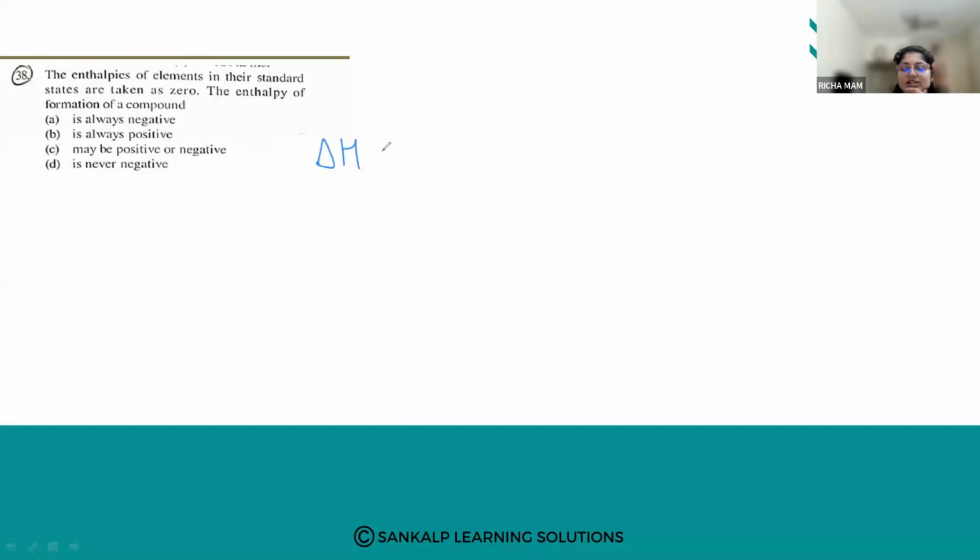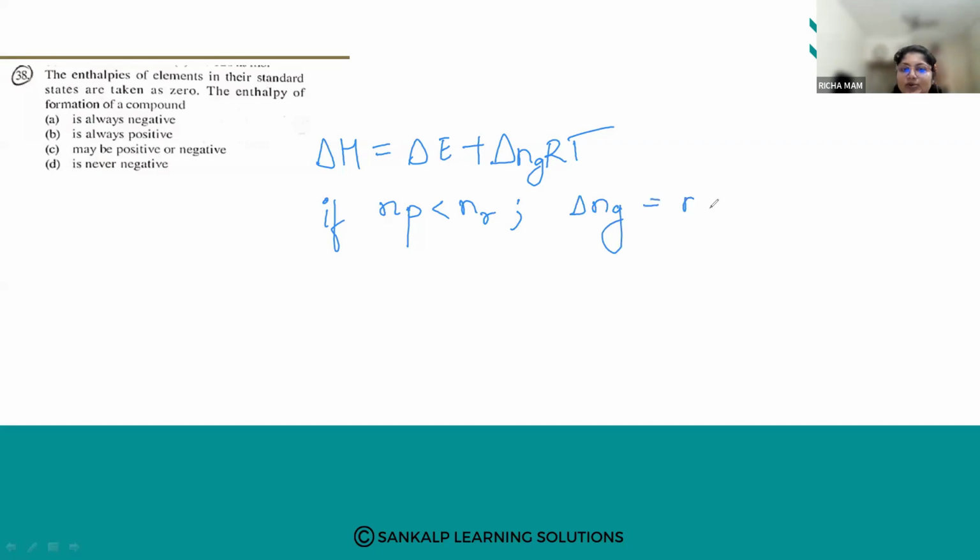So for enthalpy, the change in enthalpy is given as delta H equals delta E plus delta Ng RT, that is, the number of moles of gas into RT. So this is the equation. If the number of moles of the product is less than the number of moles of the reactant, then delta Ng, the number of moles of gas in products minus number of moles of the reactant, should be negative.